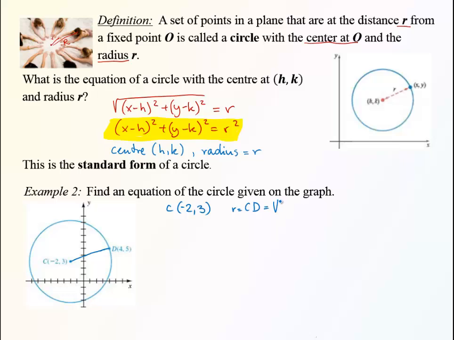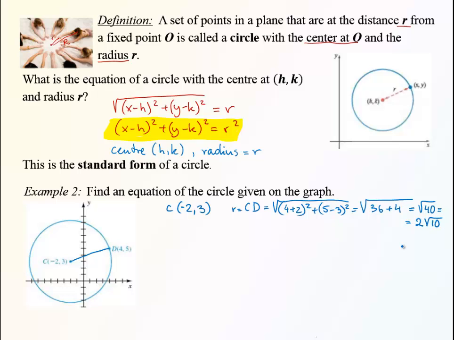So CD is the square root of the difference in x coordinates, 4 minus negative 2, which is 4 plus 2, squared, plus (5 minus 3) squared, and when calculated, this is the square root of 6 squared, 36, plus 2 squared, which is 4. So we have the square root of 40, which could be simplified if needed to 2 root 10.